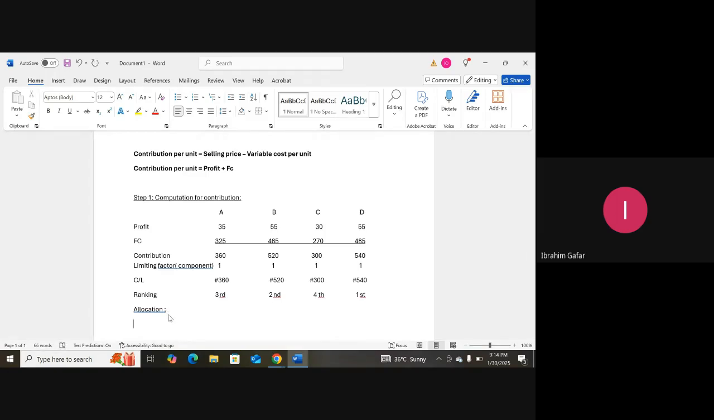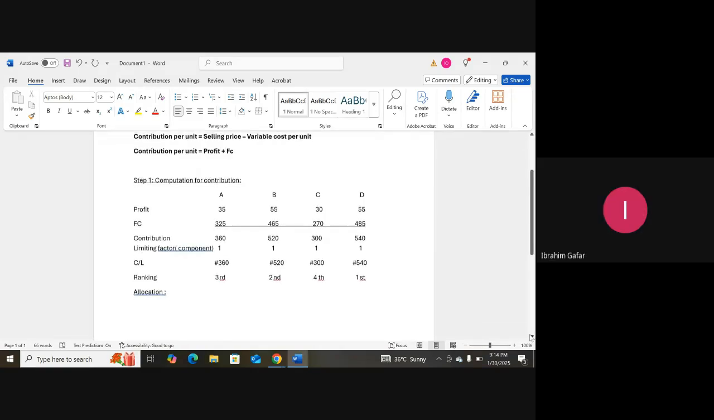Yes, sir. We are allocating it based on the ranking. Then we can now go to the question and see, because we have some information here that we need to understand better before we move to that ranking.